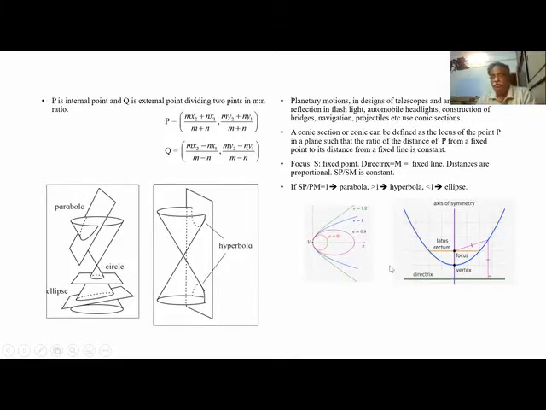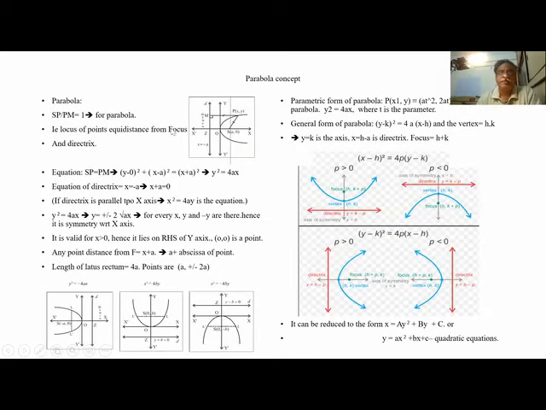So let us see the parabola in detail. The basic equation of the parabola is y square is equal to 4ax. If you see, y square is equal to 4ax, so y is equal to plus or minus root of 4ax. So we have two values of y for the same x. For the same x, I have two values of y. So y square is equal to 4ax is parallel to the x-axis.